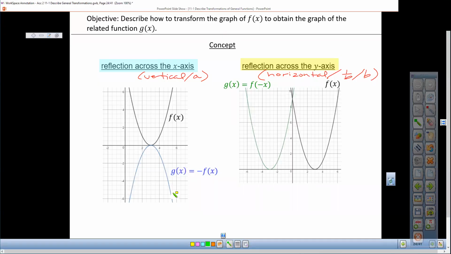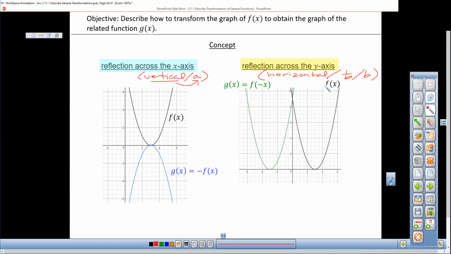All right, so now we're going to add to this our understanding of reflections. We have 2 types we have to know to identify in which type we've got. Our reflection across the x-axis, which is a vertical reflection, so it goes with our A parameter, and a reflection across the y-axis, which is a horizontal reflection and goes with our 1 over B parameter.